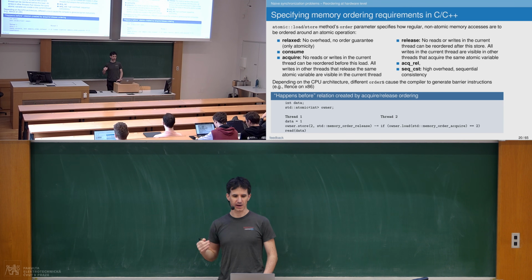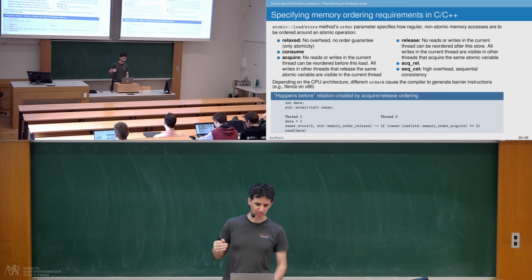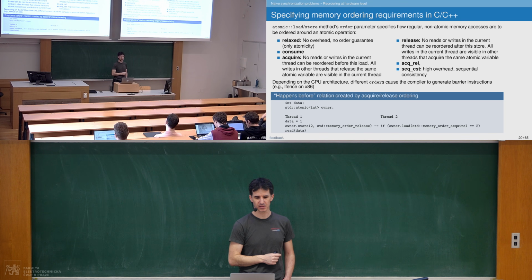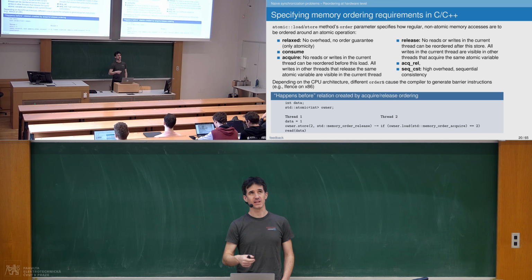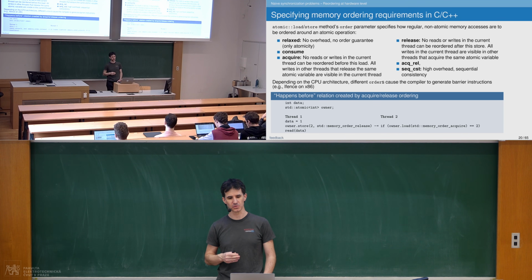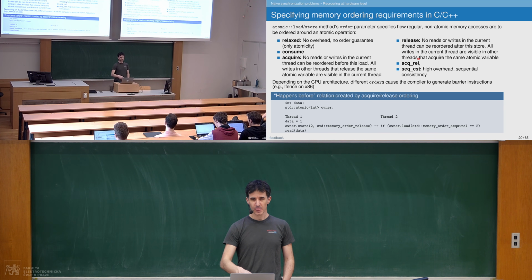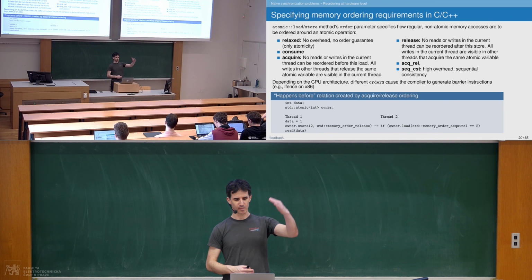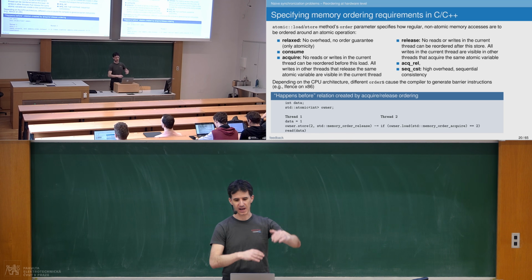Typically, how the compiler implements those ordering parameters is that it inserts those fence or memory barrier instructions into the generated code. So depending on what you specify here, the compiler puts the barrier before, after, or before and after that operation.